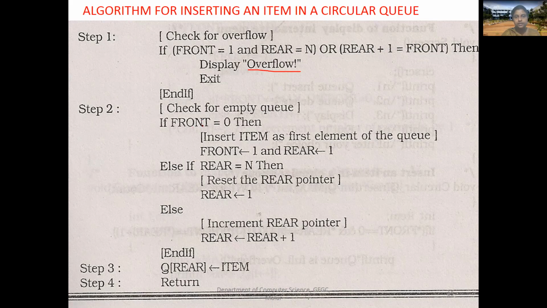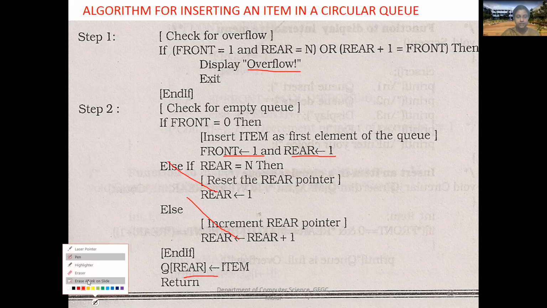Otherwise, if front is 0 when we are doing the insertion, then you can insert the item and make the front as 1 and rear as 1. That first record you are inserting in a circular queue, at that time front will be 0. After inserting the record, make the front 1 and rear also 1. The else part won't come if front is 0. Then you need to add an item to the queue. Done. That is when the first item is inserted.